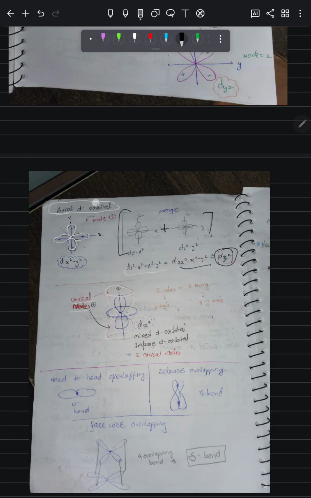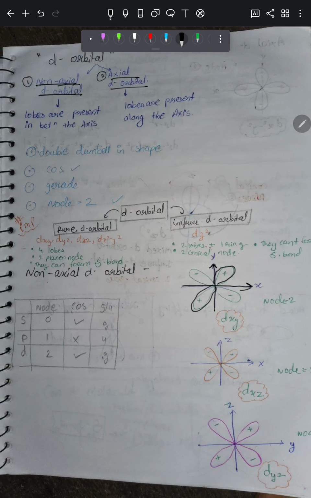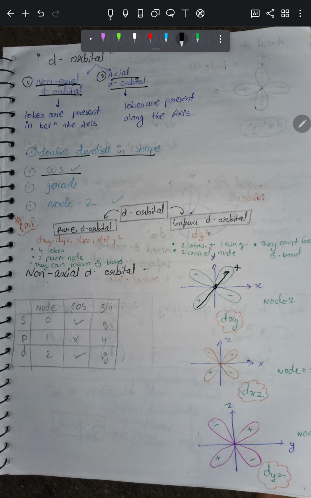So now let's discuss some important properties. The d orbital is double dumbbell in shape, just like one dumbbell and another dumbbell. So it is called double dumbbell shape. And the center of symmetry is present here, because if we go from here to here, it is positive, and if we go from here to here, it is positive. Here it is negative, and here it is negative. So the center of symmetry or inversion is present here. So it is gerade in nature. And there are two nodes present in this. One node from here and one node from here.